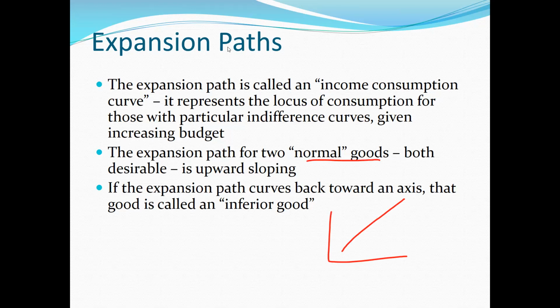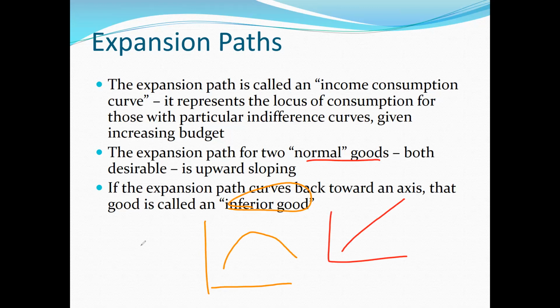But if you think about it from an inferior good perspective, the inferior good might have a backward sloping curve like this. So this would be the curve for an inferior good. If the expansion path curves back towards an axis, that good is called an inferior good.